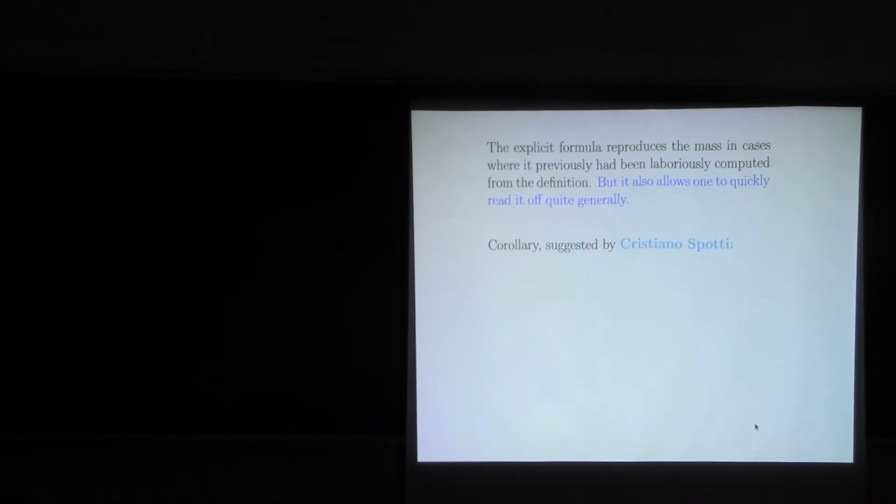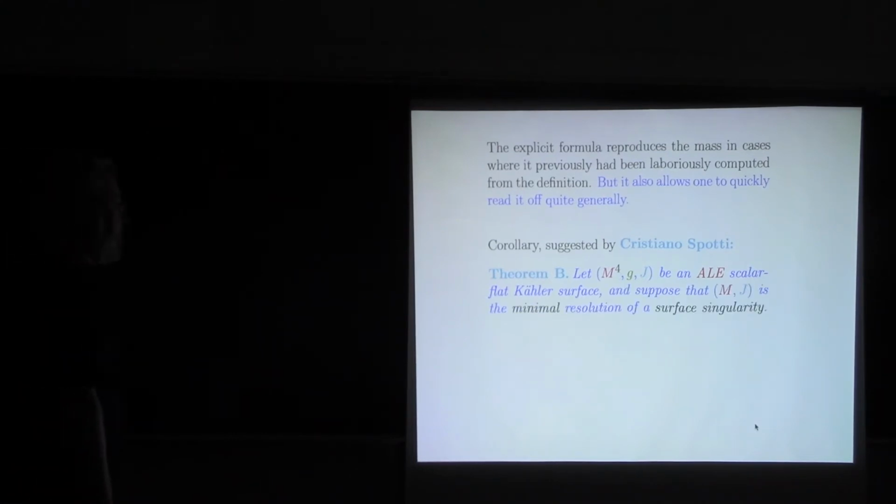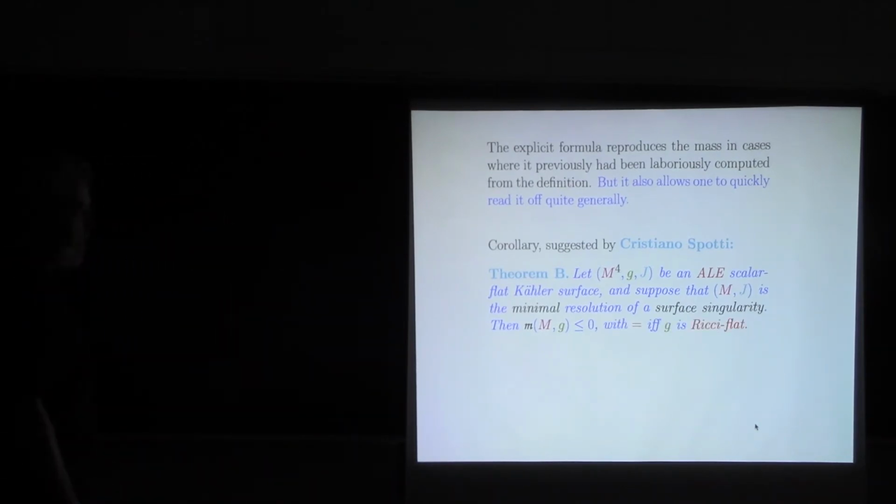So actually, when you get this formula, there are other applications. For example, the negativity I noticed was actually a symptom of something much more general. Suppose you have an ALE scalar flat Kaehler surface, and suppose it's a minimal resolution of a surface singularity. This only applies in the minimal case, it's not the blow-up of something else. Then the mass is never positive in this case. And you get 0 only if it's Ricci flat. By the way, this fails once you start blowing up. You can change the sign of the mass. It can go from being negative to positive.